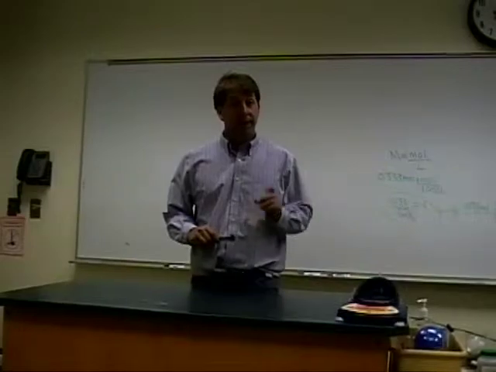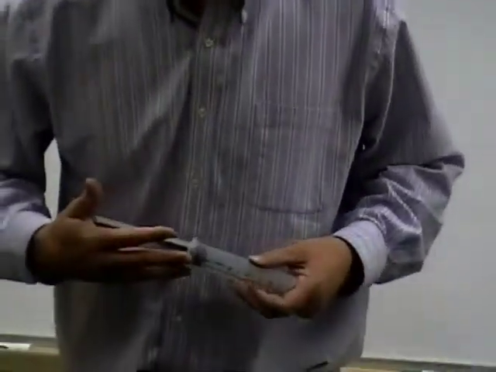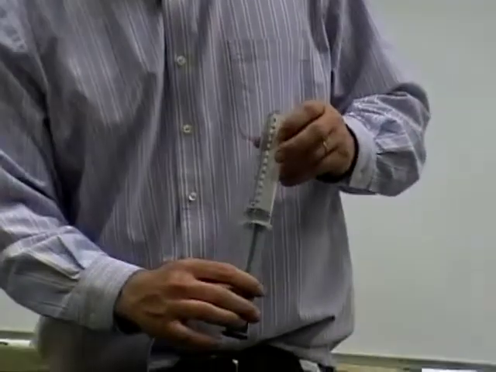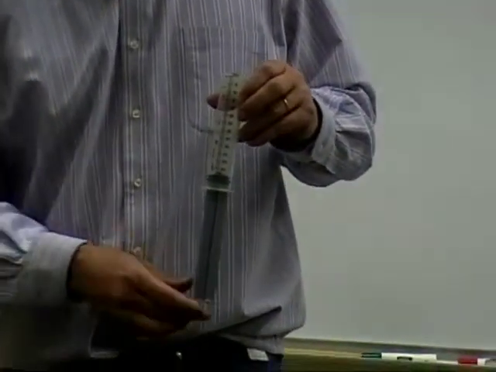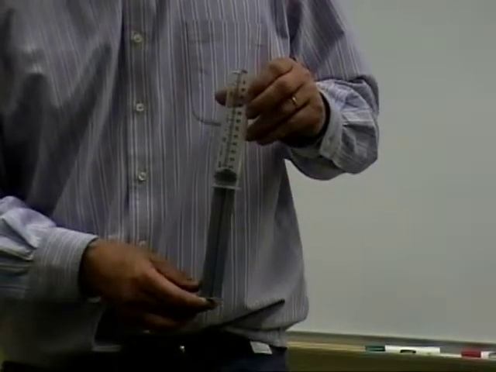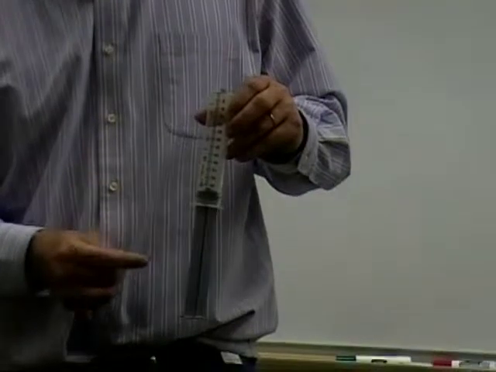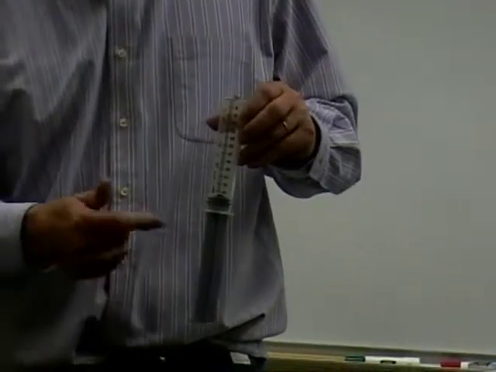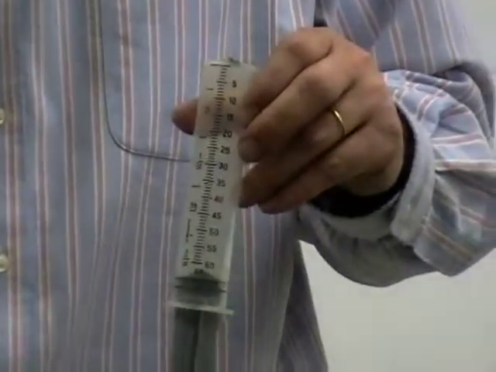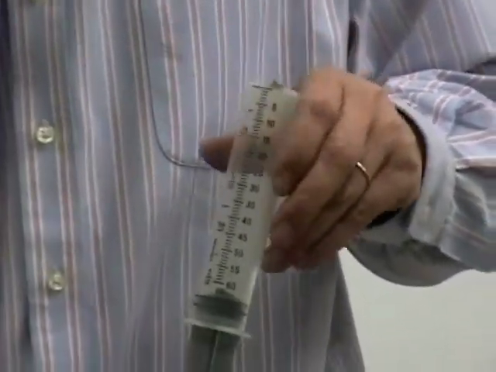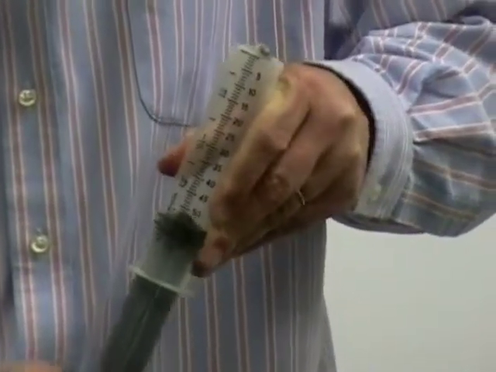So here today we have a syringe, and this is a classic demonstration of Boyle's law. We're going to fill up this syringe with approximately 60 cc's, or 60 centimeters cubed, or 60 milliliters of air. Now we could fill this up with any gas, helium, hydrogen, nitrogen, carbon dioxide, any gas will work. And as we decrease the volume of this syringe, the pressure will build up.